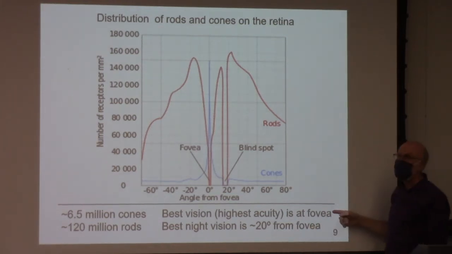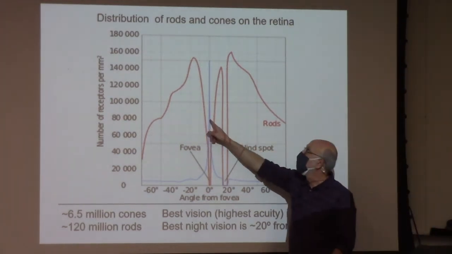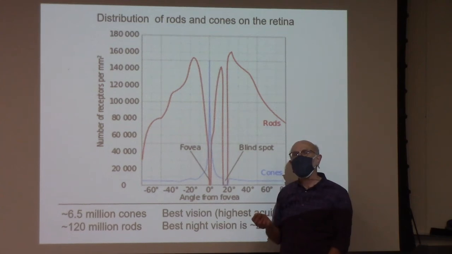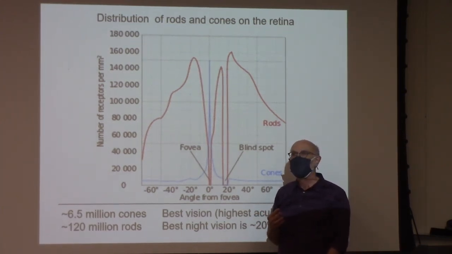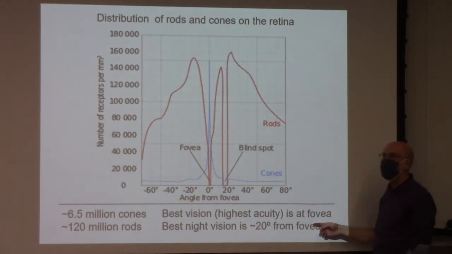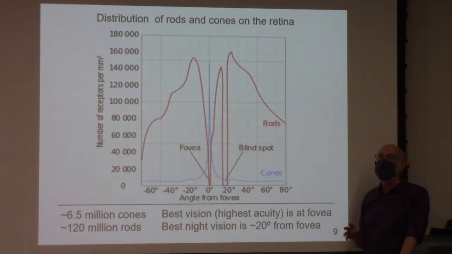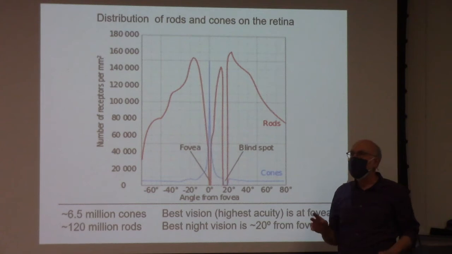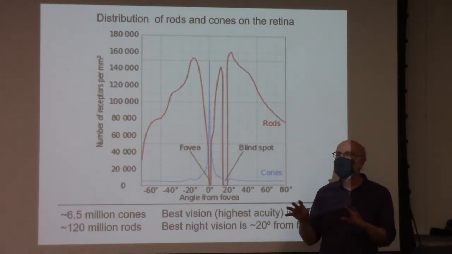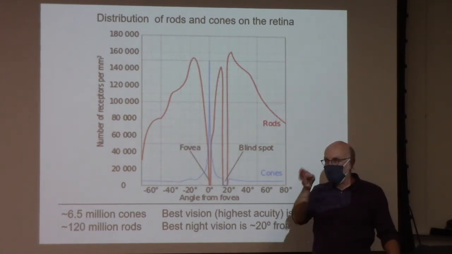So our best vision is when we focus an image on our fovea. But cones are specialized for color, but they have a downside. They require relatively bright light. Rods don't see color, but they see dim light really well. So if you're trying to navigate in the dark, your peripheral vision is better than your fovea vision.